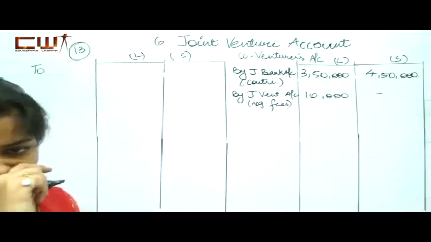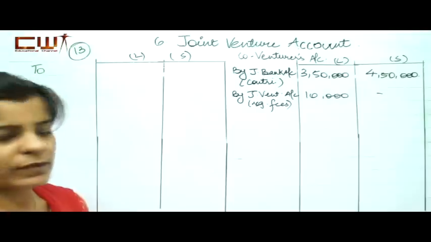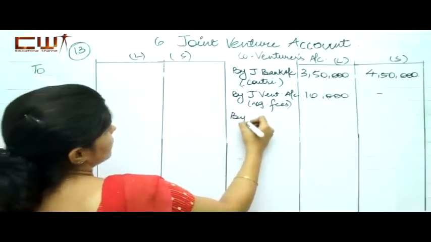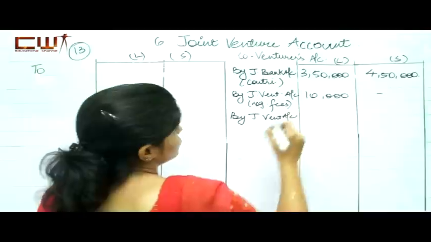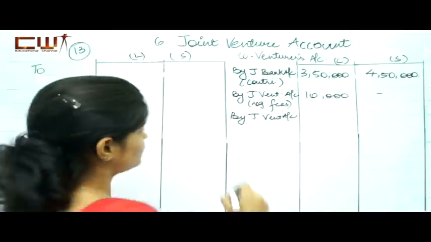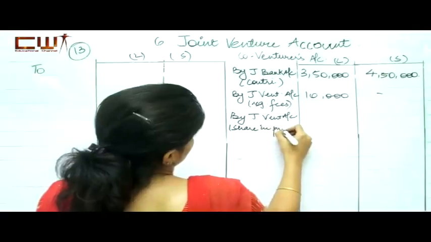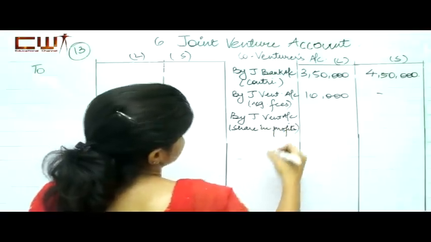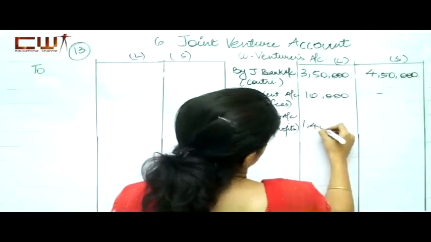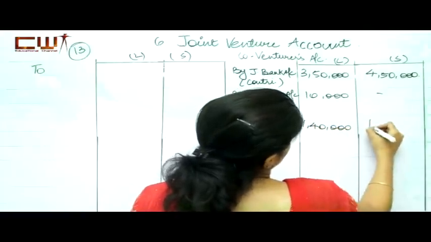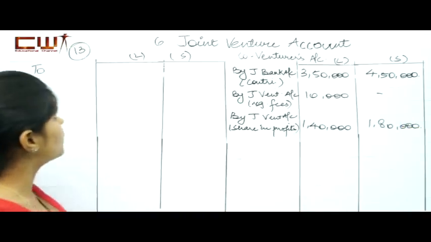Next is joint venture account. You had the profit. What was the entry? Joint venture account to co-ventures account. So here it will be by joint ventures account. So that will be share in the profit. Share in profits. How much? 1,40,000 and 1,80,000. Next you come on this side.